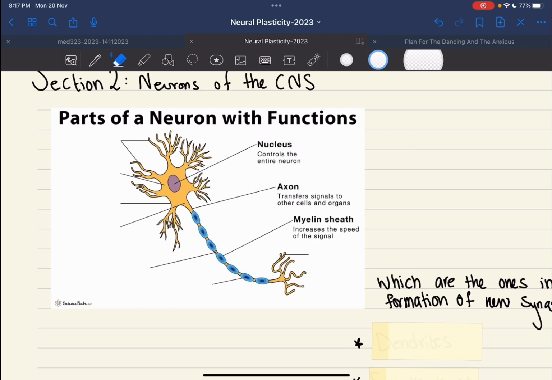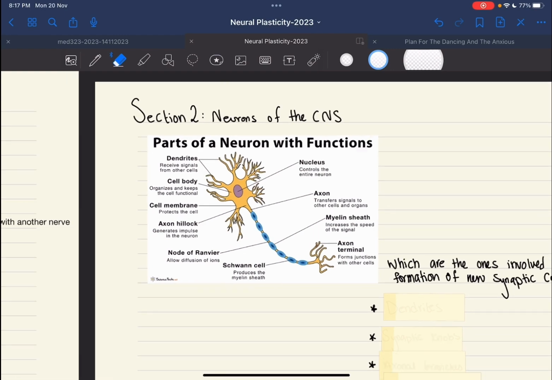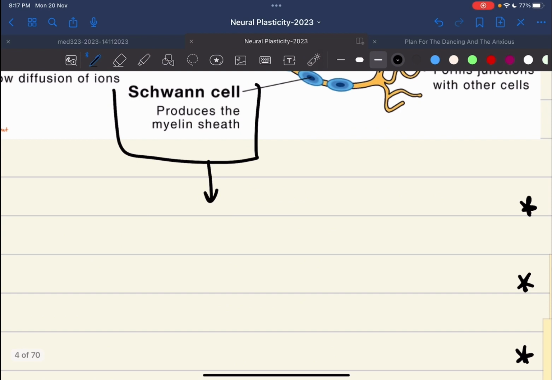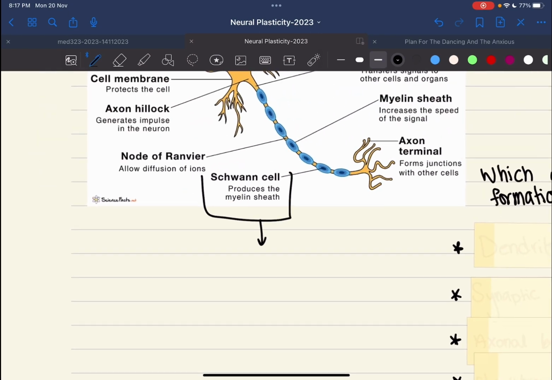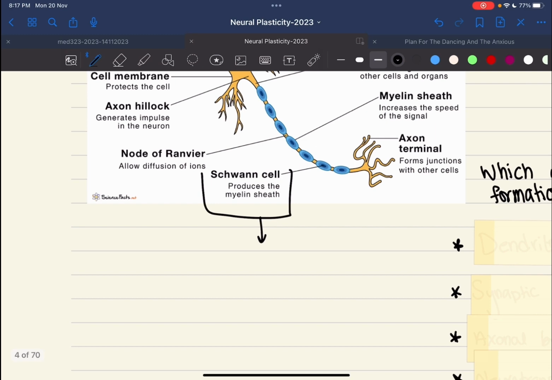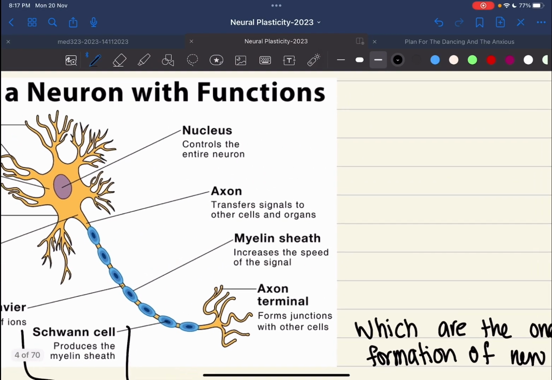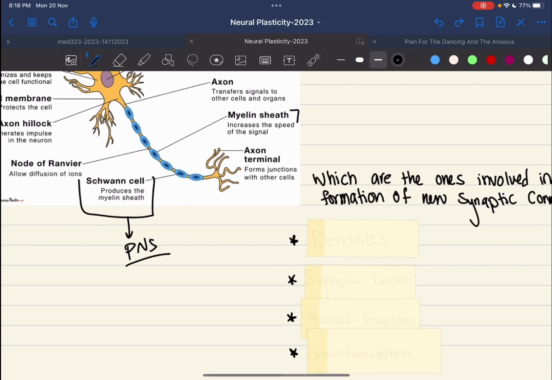We know the nucleus, the axon, the myelin sheath, the axon terminal, Schwann cells, nodes of Ranvier, the axon hillock, cell membrane, cell body, dendrites, and so on. And there's actually more that are not listed here. Before I move on, I just want to say something small about Schwann cells. This should tell you something. If you want, you can pause the video and guess what I'm about to say. So if you guessed that Schwann cells on a neuron tell you that this neuron is located in the peripheral nervous system, then you would have guessed right, because in the central nervous system, we have oligodendrocytes, which make the myelin sheath. Okay. So moving on.